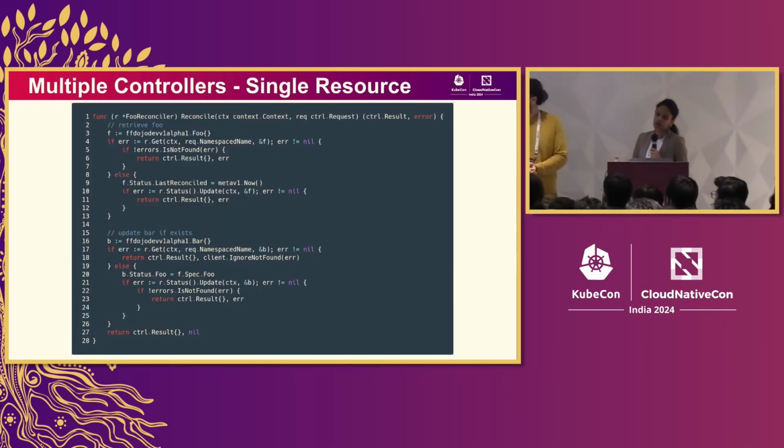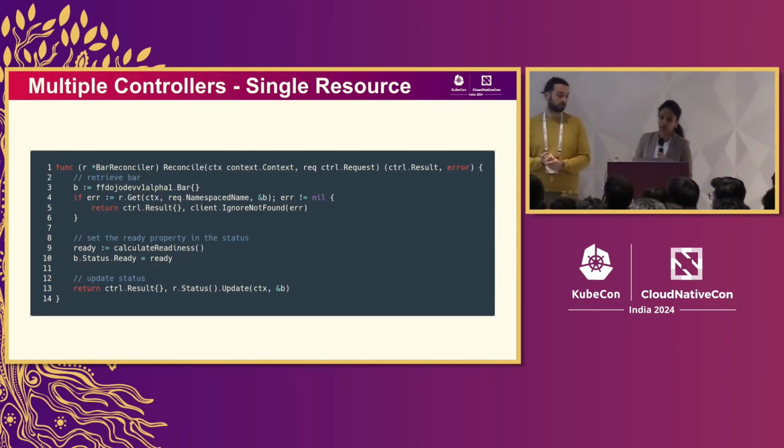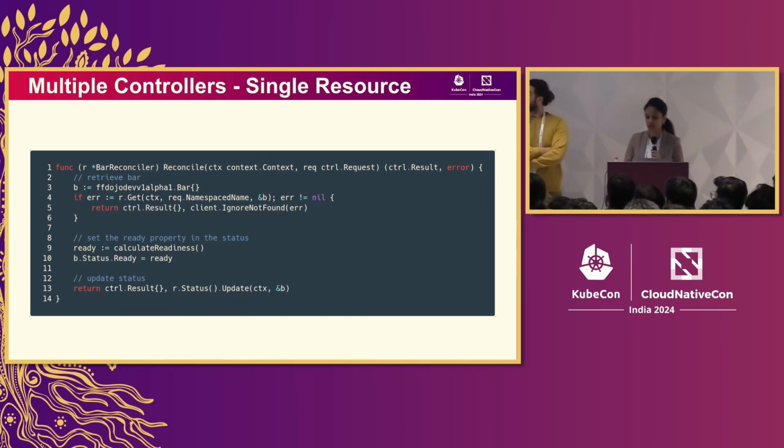As I already said, there is not much to say on the code of the foo's controller, and we can see that it's not impacted at all. What we saw earlier is the same thing. Now the changes to the bar controller are quite easy, and as we said before, we just need to fetch the bar resource, calculate its readiness value, and store it in the status.